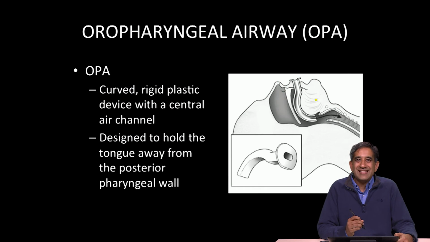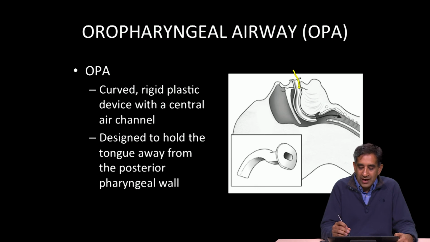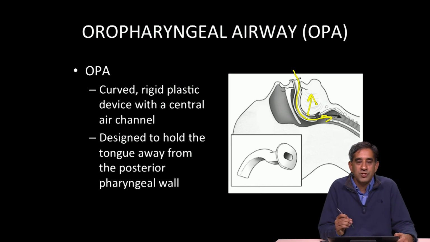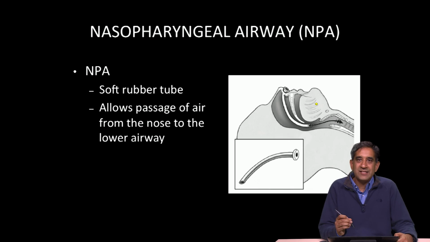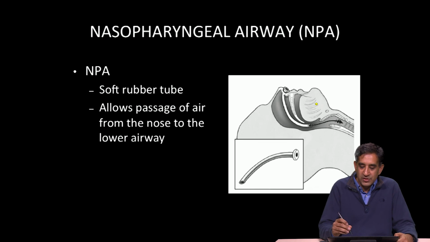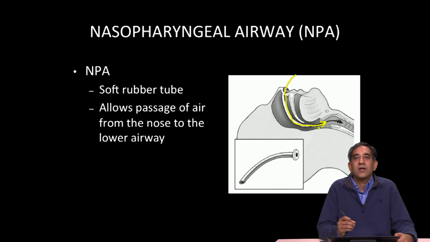The oropharyngeal airway is a curved, rigid plastic device, again with a hollow central chamber that allows air to make its way towards the patient's glottis and trachea, and also has a secondary benefit of pulling the tongue off the posterior pharyngeal wall and keeping that airway open. And best of all, once it's inserted, we don't have to keep trying to hold the airway open with our hands. The NPA is a soft, flexible rubber tube that is inserted through the nares, and again, it also allows air to be directed towards the glottis, the patient's trachea, and ultimately into their lungs.